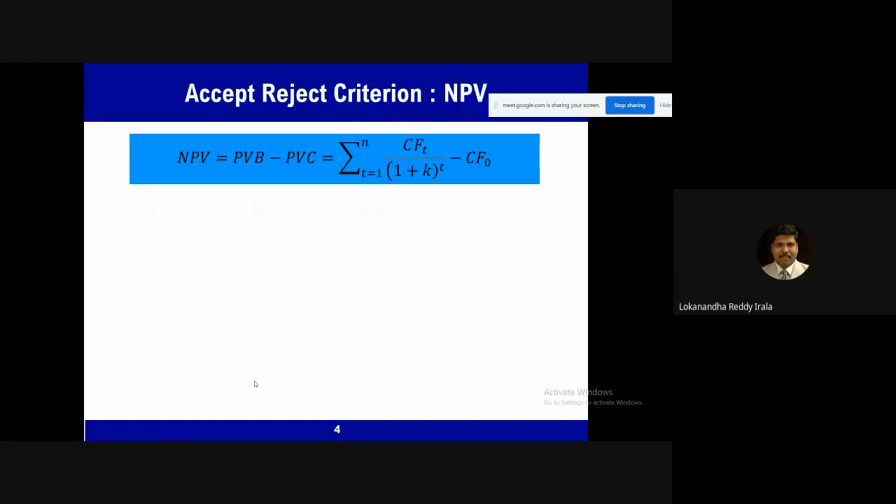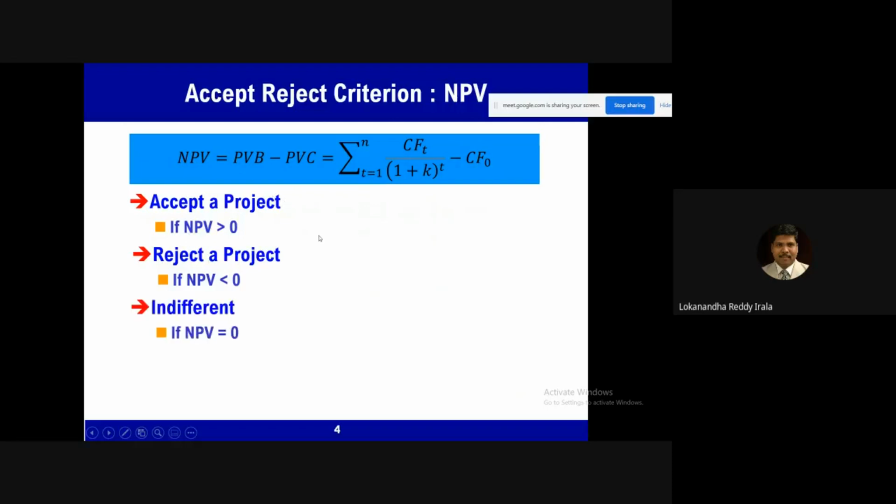If you look at the accept-reject criterion for the NPV, you accept a project if its NPV is greater than 0, meaning the present value of benefits is more than the present value of cost. You reject a project if the NPV is less than 0, meaning the present value of cost is more than the present value of benefits. And you may be indifferent if it is equal to 0, where the present value of benefits and the present value of costs are the same. When you have 2 projects, the one with a higher NPV is preferable. So when choosing between 2 projects, you should see for which project the NPV is more, and that project has to be chosen.